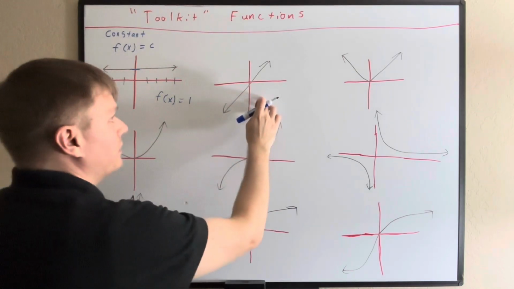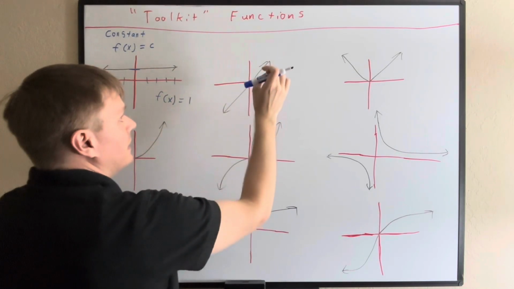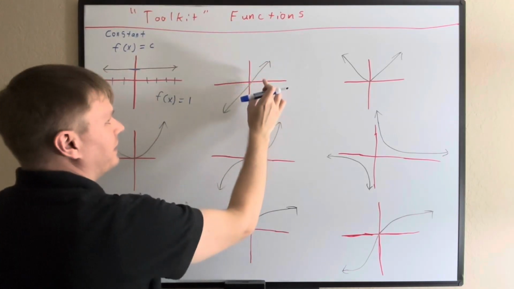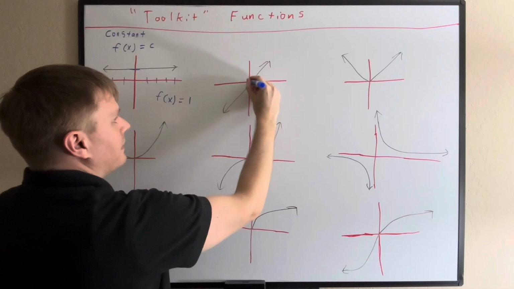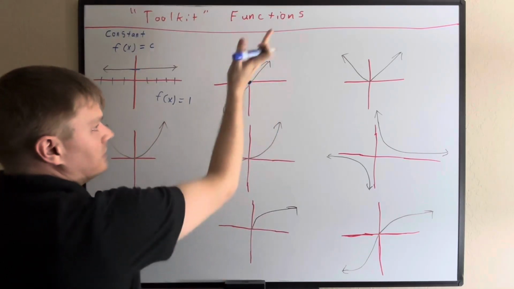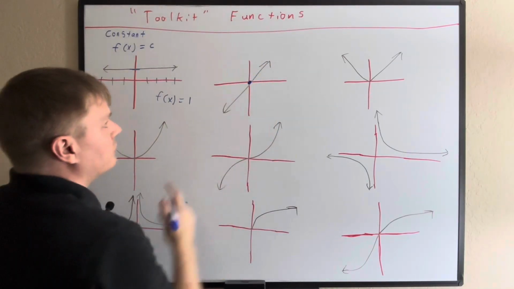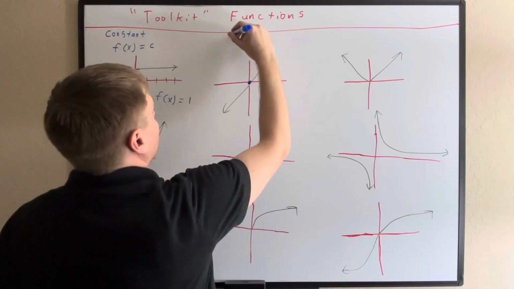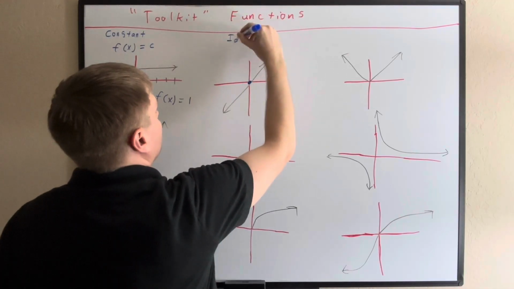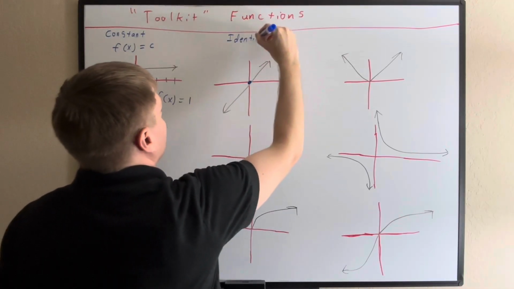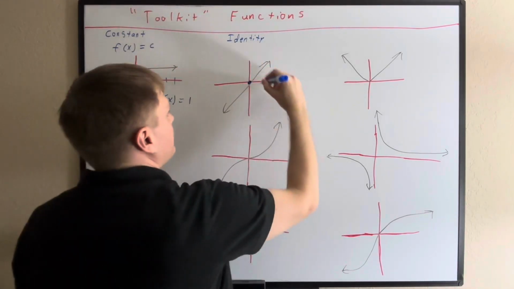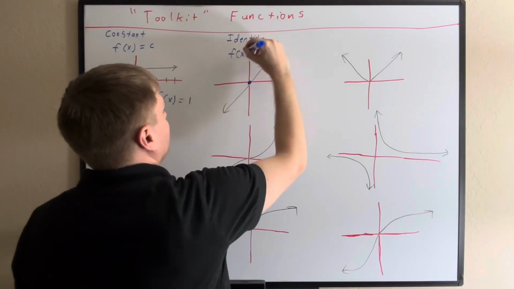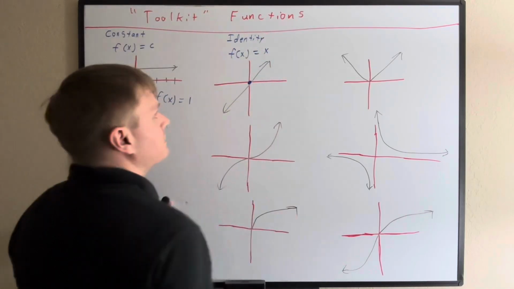All right, let's go to this one. I didn't really draw this very well. That is supposed to go through the origin point there. This is just a diagonal line, right? This is called the identity function. We call it that because it's just f of x equals x.